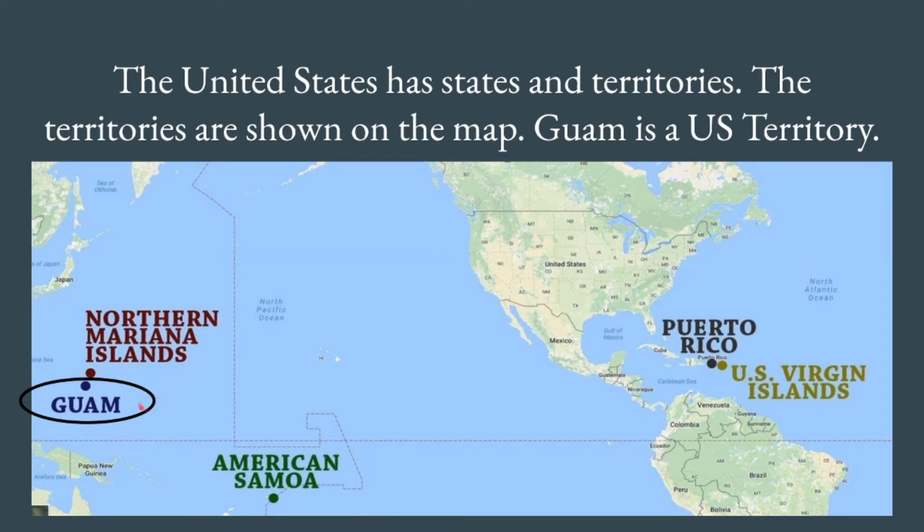And I circled it right over here in black. Guam is probably the easiest to remember. It is the easiest to spell.